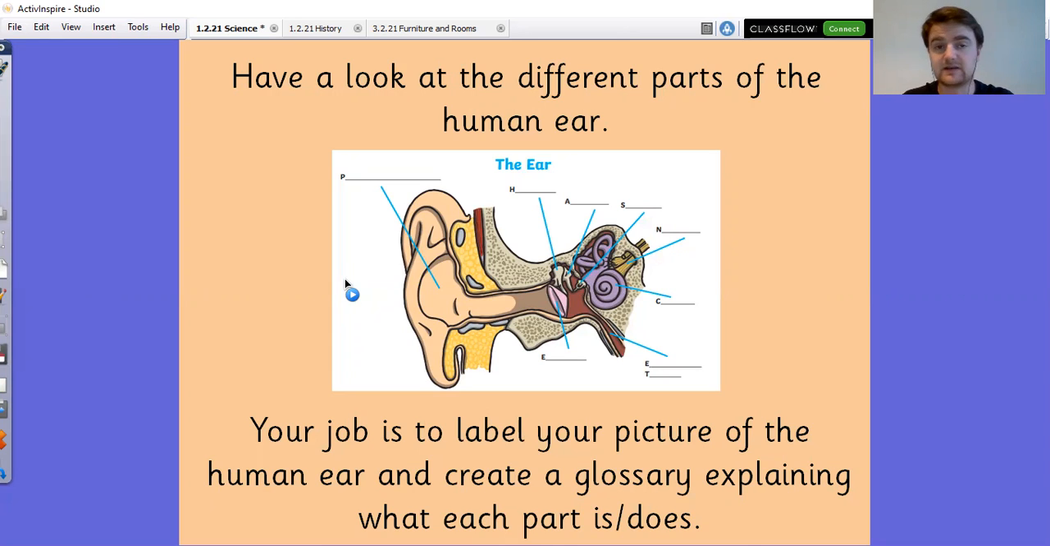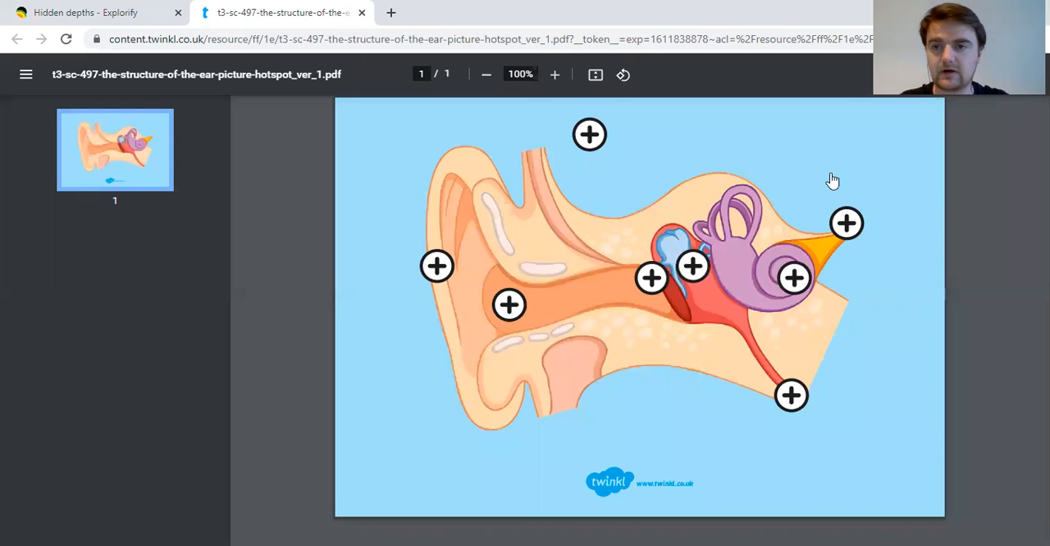So in the next couple of minutes, I will be going through what each part is, where it is, and what it does. So please do use the video to help you. So let's have an explore inside your ears. Here we go. So there is the same diagram of an ear that you have.